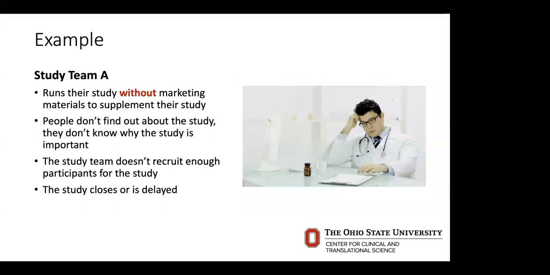Just to get this point home, we have two examples of study teams. Study team A runs their study without any marketing materials. Maybe they didn't think to start their study with this understanding. Because they don't have any materials, fewer people find out about the study. They don't know why the study is important. The study team doesn't recruit enough participants. They try their best, but for some reason they can't get their messages out. And then, worst case scenario, the study is closed or is delayed.